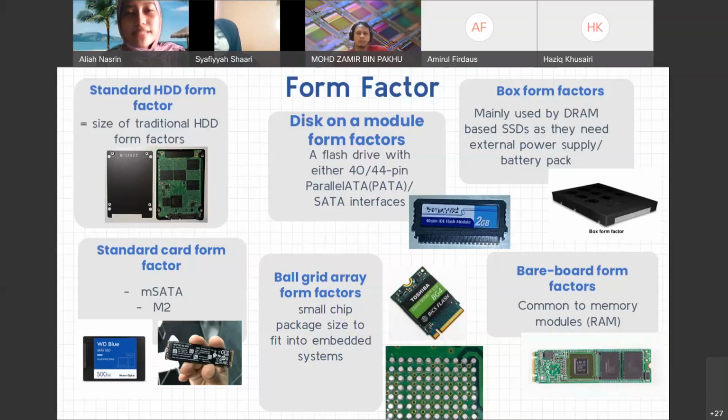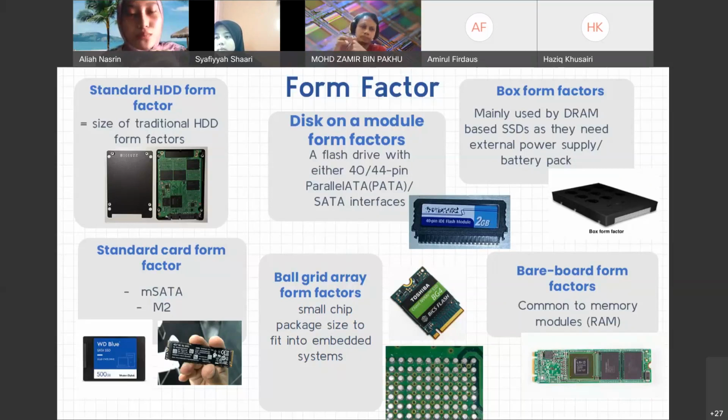The fourth one is the ball grid array form factor. In the early 2000s, a few companies introduced SSDs in the BGA, or ball grid array, form factor. There are many benefits, but the main ones are that they can lower power consumption, have a small chip package size to fit into compact subsystems, and can be soldered directly onto a system motherboard to reduce adverse effects from vibration and shock.